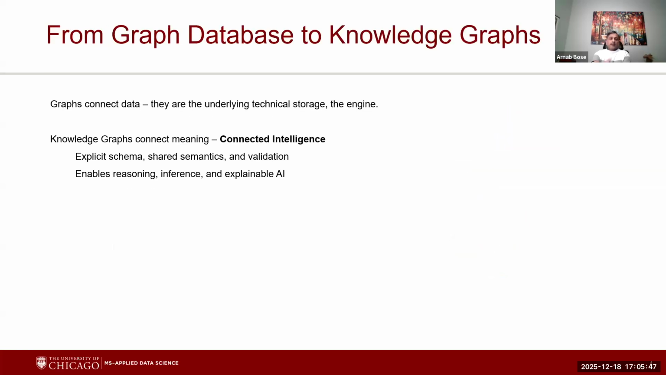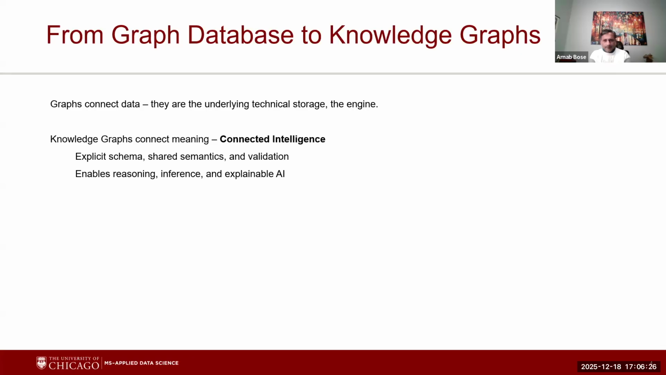Now, once you have loaded the data into a graph database, I know we want to talk about knowledge graphs. So how do you go from a graph database to a knowledge graph? What's the difference? You can think of the graph database as the nuts and bolts, the underlying technical storage, the engine that is storing the data. And the knowledge graph sits on top of it. The knowledge graph is the one that creates all the semantics and the functionality. It's the one that connects the meanings between the different nodes.